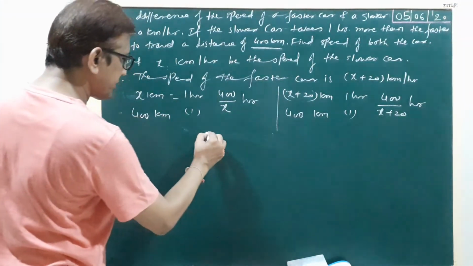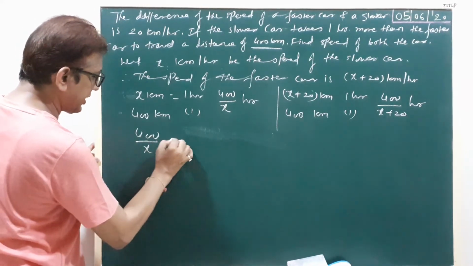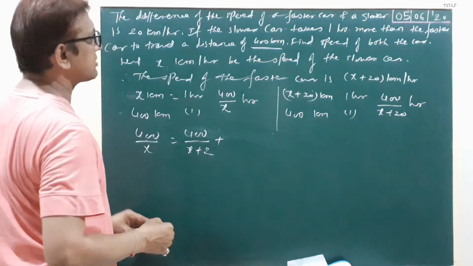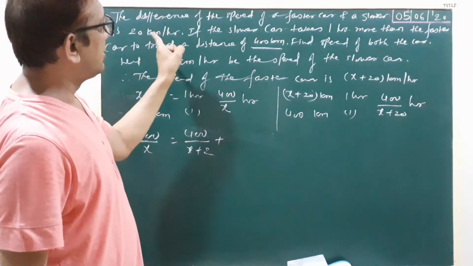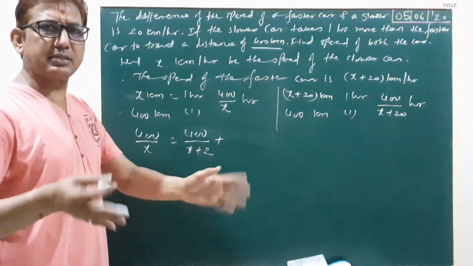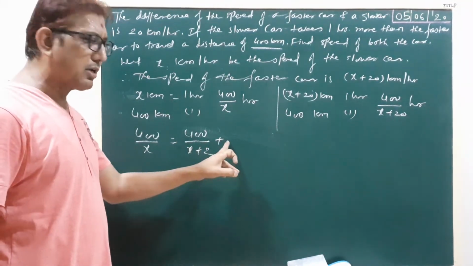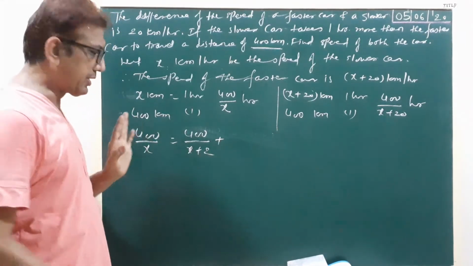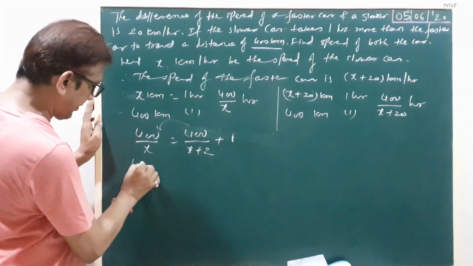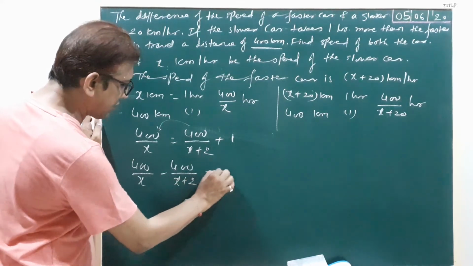And now compare these two results. We write here 400 upon x, 400 upon x plus 20. Here plus sign, so we write plus. The difference in timing is 1 hour. Not looking at more or less, not necessary, but here our condition is this one. If plus sign, we write plus. If negative, write negative. Okay, timing is 1 hour. Is that clear? Now 400 upon x minus 400 upon x plus 20 equal to 1.